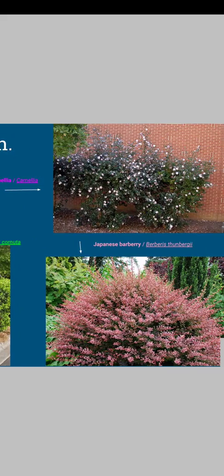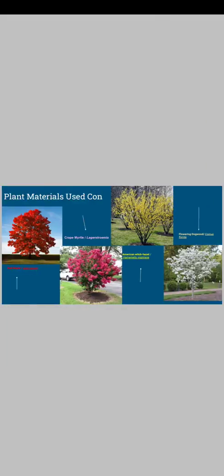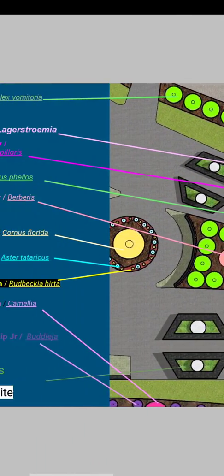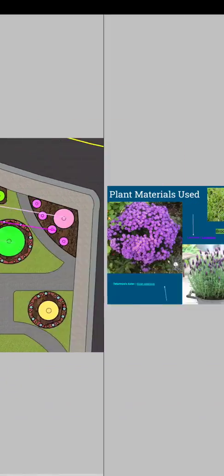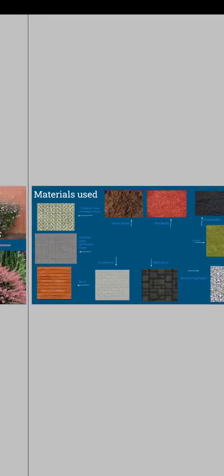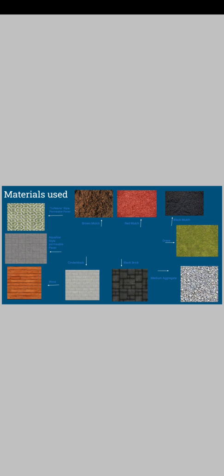I also added Japanese barberry as a security feature so people just wouldn't be within the bushes, the raised bush bed. And these are the materials I used.